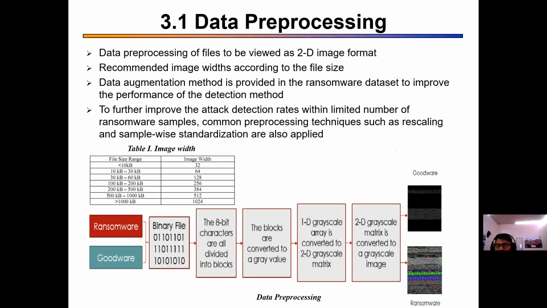Since unbalanced data sets are a common problem in computer vision and image classification problems, the lack of images in each class can lead to underfitting and overfitting, which has a big impact on the CNN performance. Therefore, a data augmentation method is provided in the ransomware data set to improve the performance of the classifier. Data augmentation is a method used to enhance a data set, commonly used to train neural networks. To further improve the attack detection rates within a limited number of ransomware samples, common pre-processing techniques such as rescaling and sample-wise standardization are also applied.